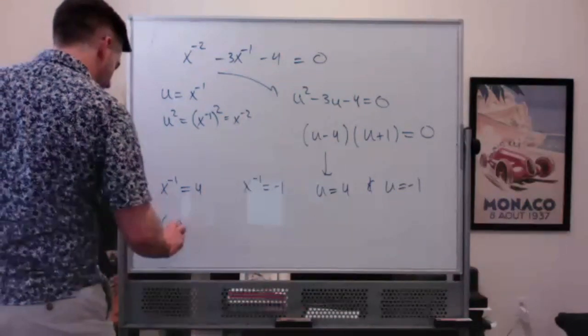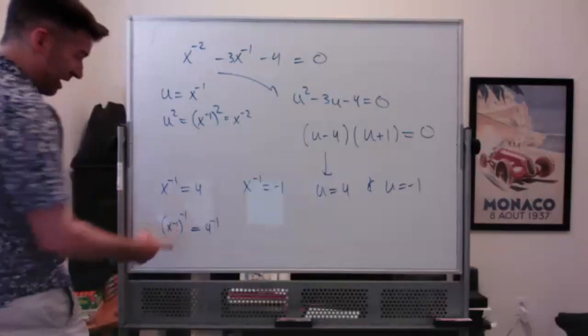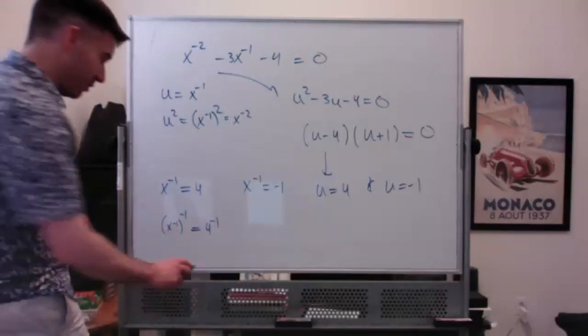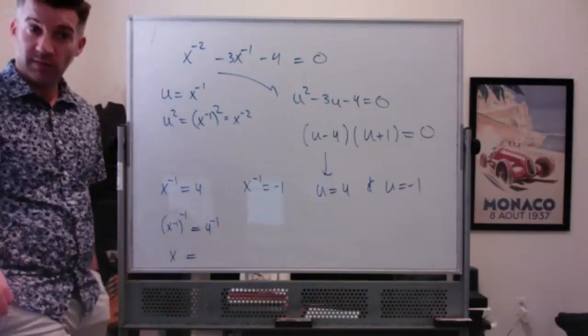So x to the -1 to the -1 equals 4 to the -1. X to the -1 to the -1 is just x to the first, which is x. And 4 to the -1, I would prefer to write as 1/4.